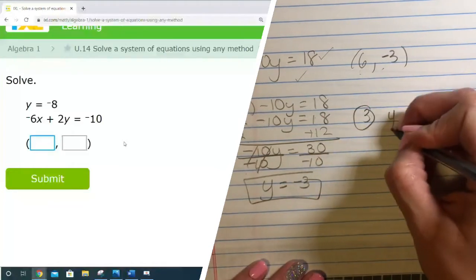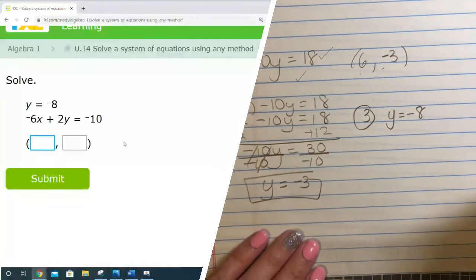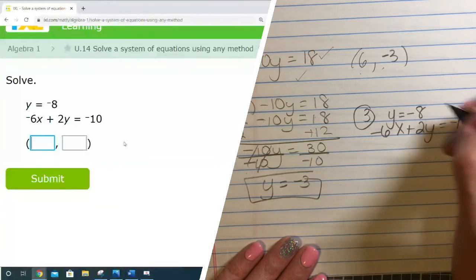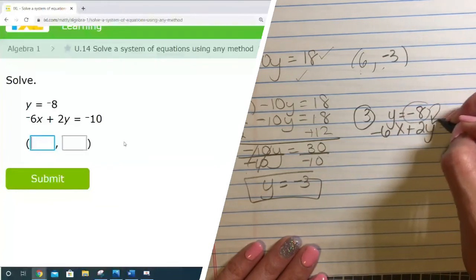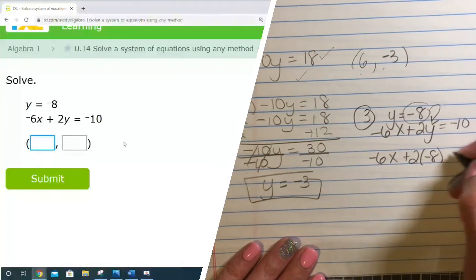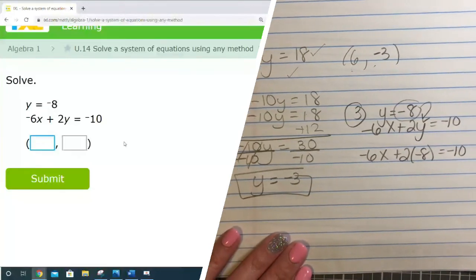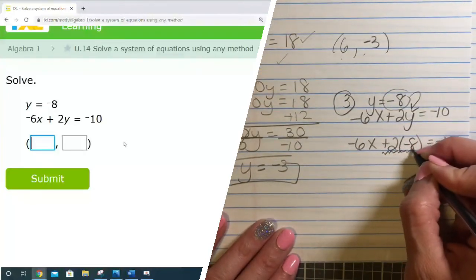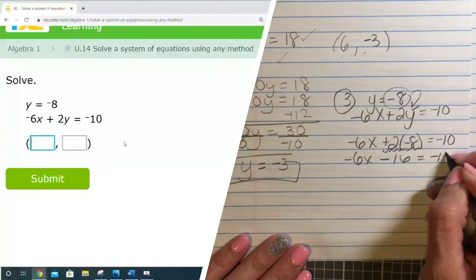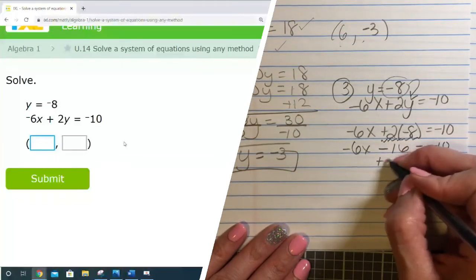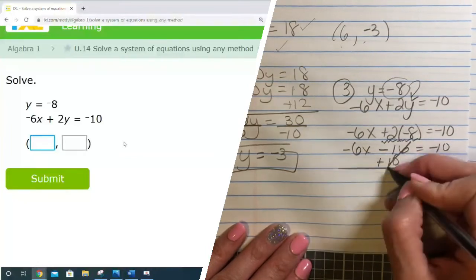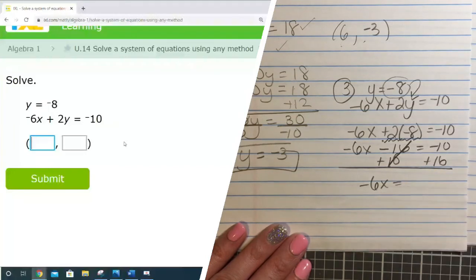Number 3, we have another one where they give us right away what y is equal to. So they give us y is equal to negative 8. So we're going to take that and we're going to go ahead and substitute it right away. So negative 6x plus 2 times negative 8 equals negative 10. We always multiply what we just substituted in. And now we're solving for x, so we're going to undo our addition or subtraction first. 16. And then undo our multiplication or division away from the x last.